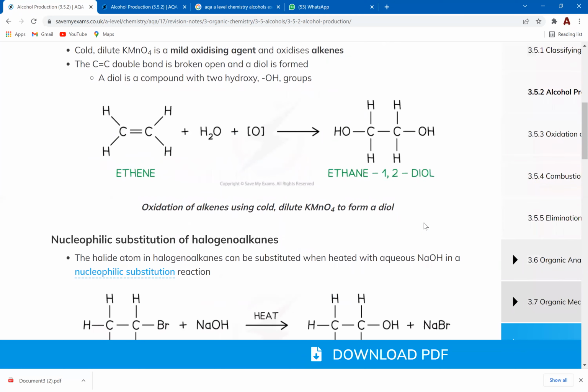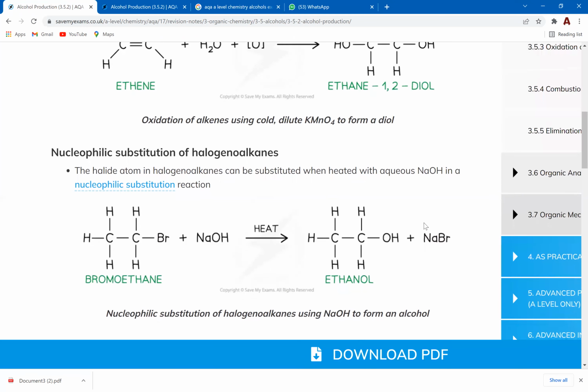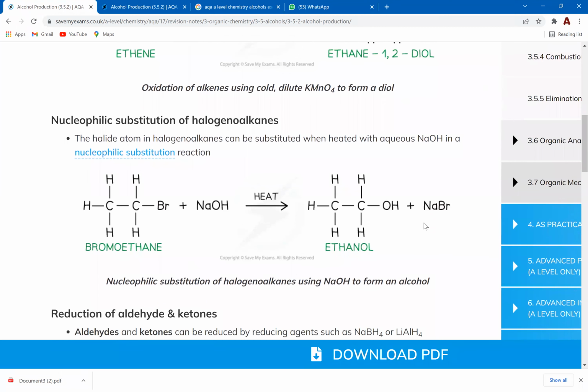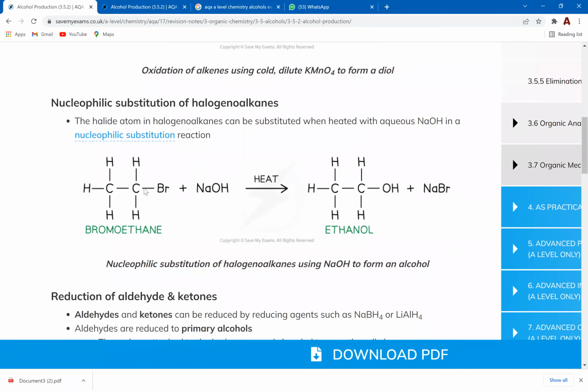And the third reaction to produce alcohols is nucleophilic substitution of halogenoalkanes. We've also done this reaction before. You had a halogenoalkane over here, bromoethane, bromine attached onto an alkane chain. You reacted it with NaOH, because you're trying to substitute OH in place of Br. NaOH would give us Na positive and OH negative ions, and this OH negative ion would replace the bromine and get attached onto this carbon chain, producing ethanol. So this is how nucleophilic substitution of halogenoalkanes can also give us alcohols.